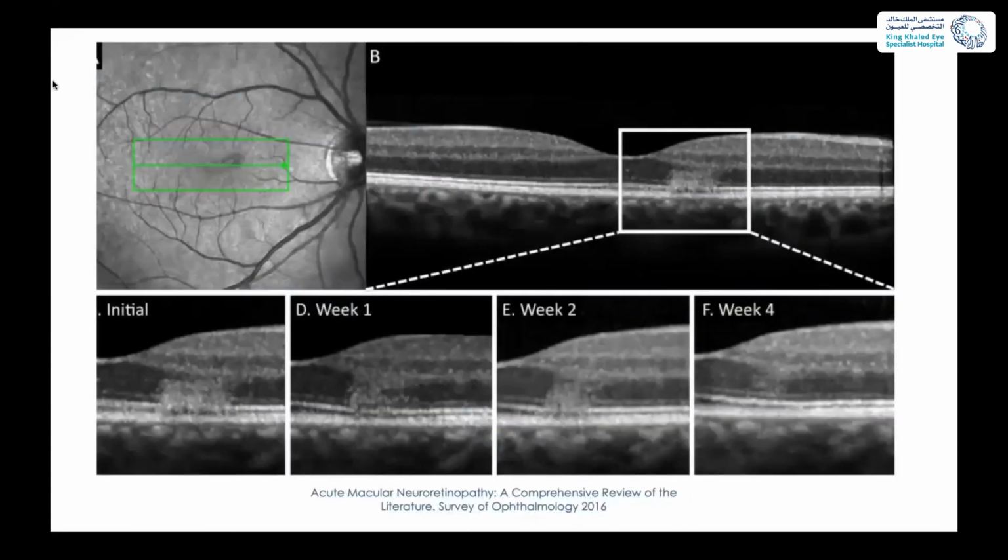So this is an OCT image showing the evolution of one of the patients. You can see at initial there is a hyperreflective band at the level of the outer plexiform layer and outer nuclear layer, and you can see after 1 week the hyperreflectivity decreases, and after 4 weeks you can see there is no more hyperreflectivity, but there is thinning at the level of the outer nuclear layer.